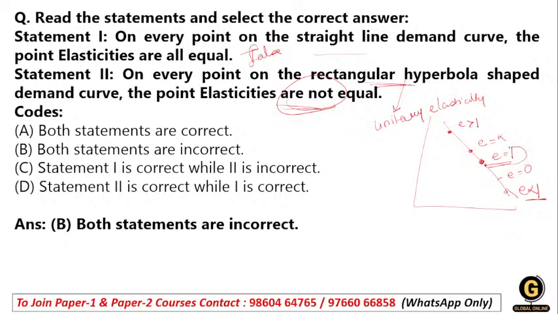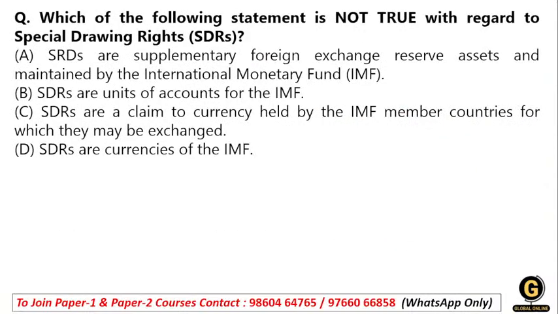So in this unitary elasticity, if you draw any point on the demand curve, the point elasticity is equal at every point of the demand curve. Okay, so yes, both statements are incorrect. Okay, now let's move toward the next question.